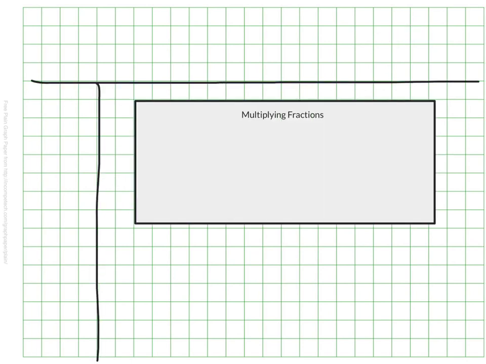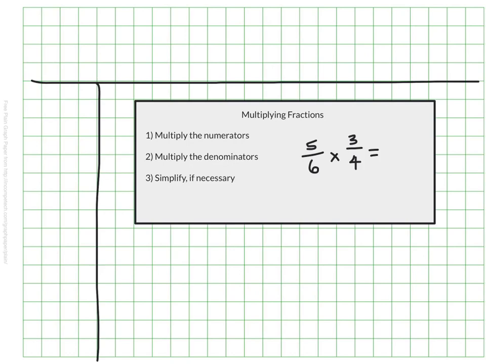Hopefully we remember how to multiply fractions from our work in the past, but I'll just give you a quick reminder of the basics. So here are the basics. We need to multiply the numerators, multiply the denominators, and then simplify if necessary. So for example, on this one here, I would multiply my numerators together. I would multiply my denominators together, which would give me 15/24. But of course 15 and 24 can both be divided by 3, so I would end up with a final answer of 5/8.